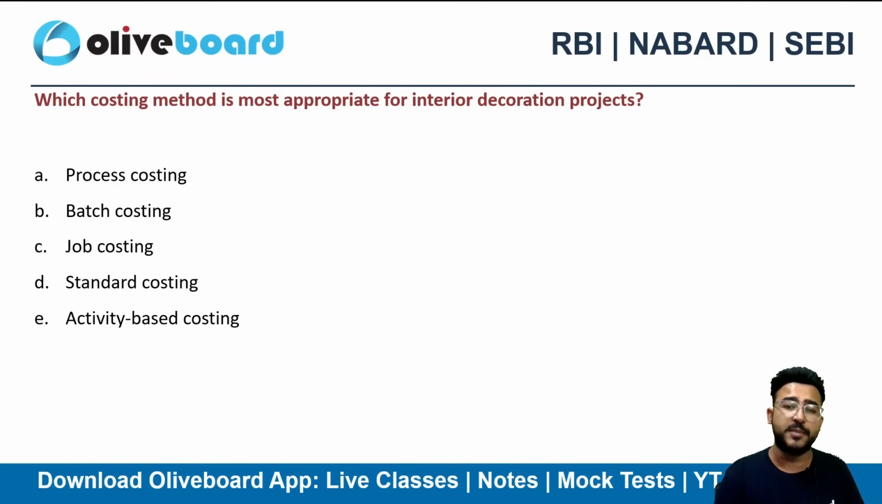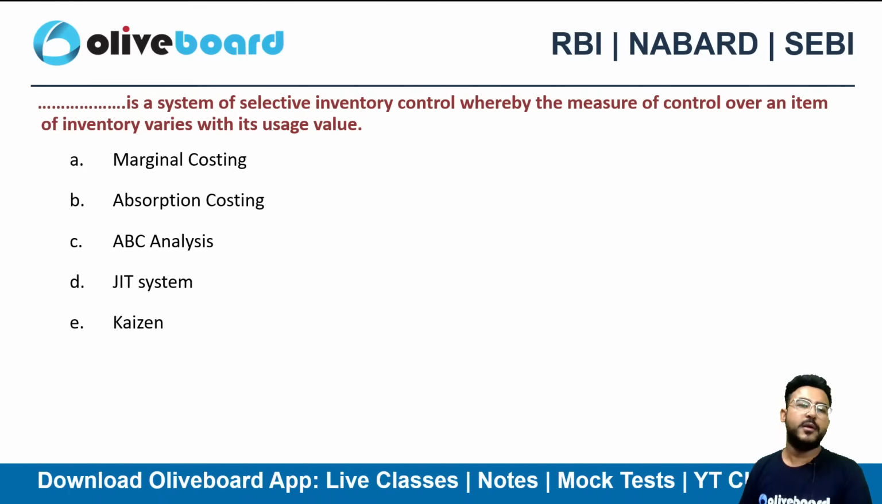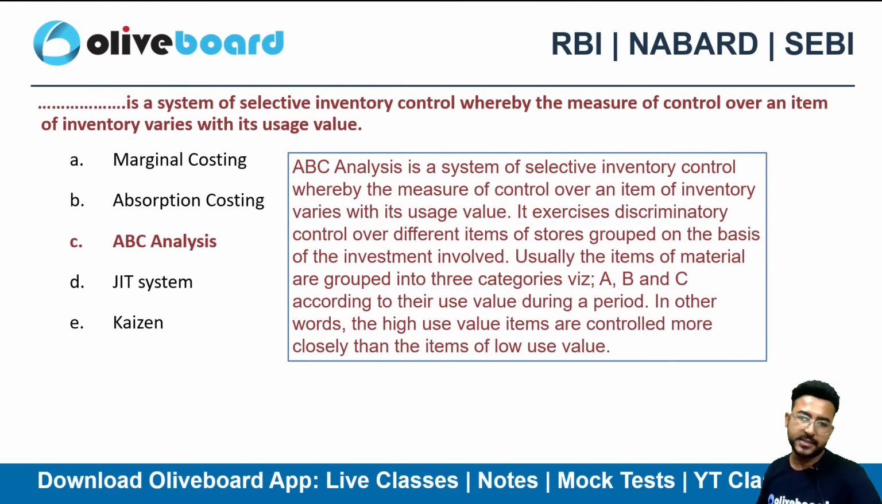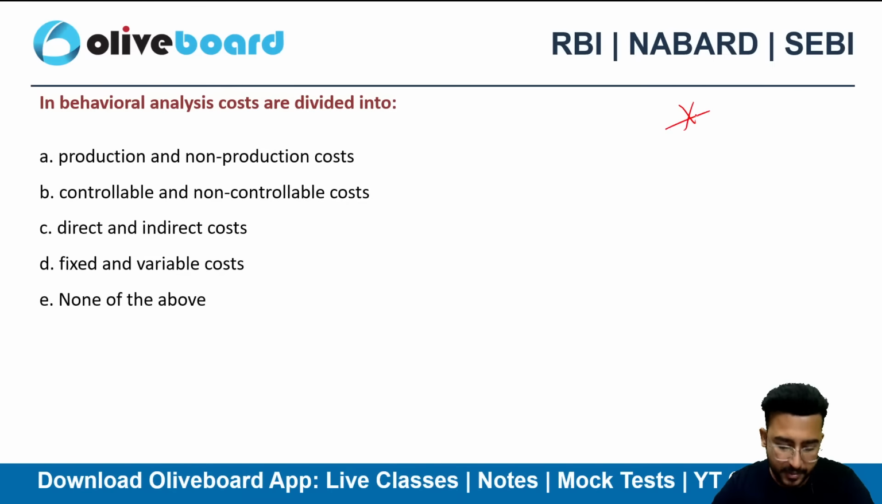Which costing method is most appropriate for interior decoration projects? Obviously job costing, because different projects will be having different requirements based on the client needs. Dash is the system of selective inventory control whereby the measure of control over an item of inventory varies with its usage. That's ABC, right? That's ABC analysis. क्योंकि वहाँ level of activity के हिसाब से you need to stimulate. In the behavior analysis, the cost is divided into what category? Can be important for IFSC.